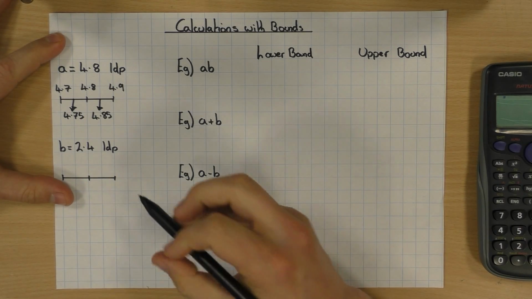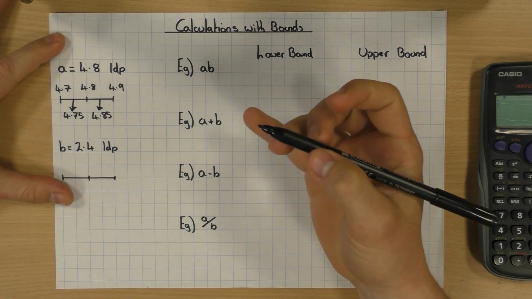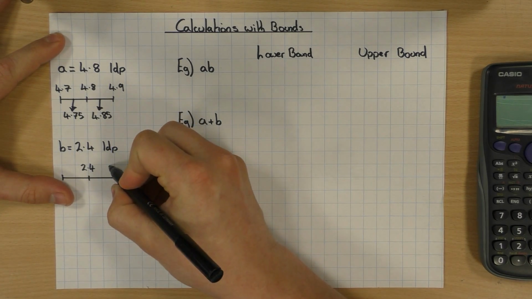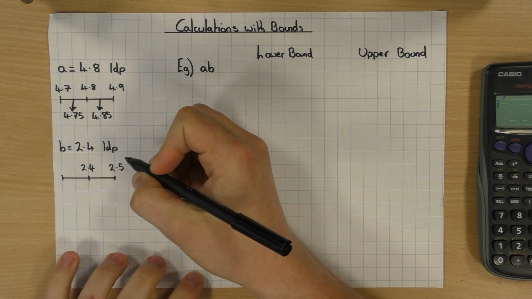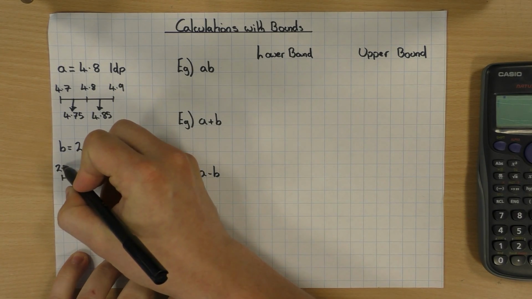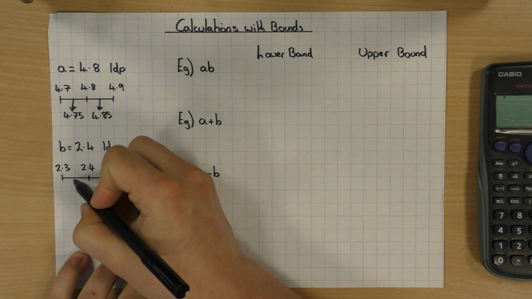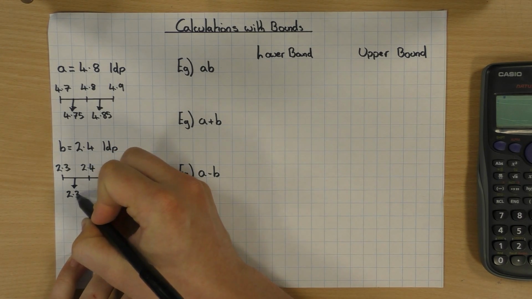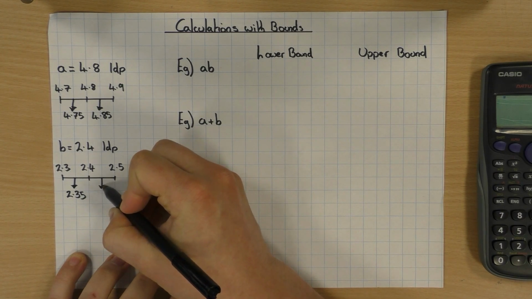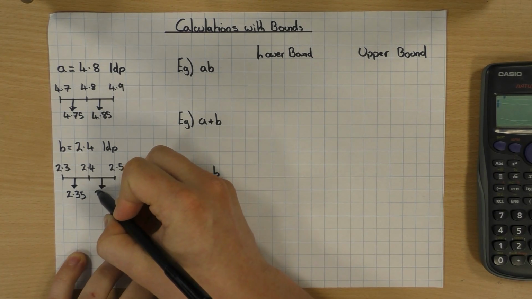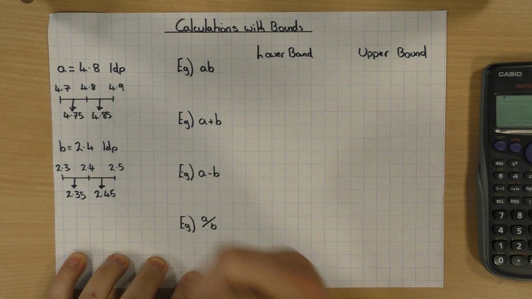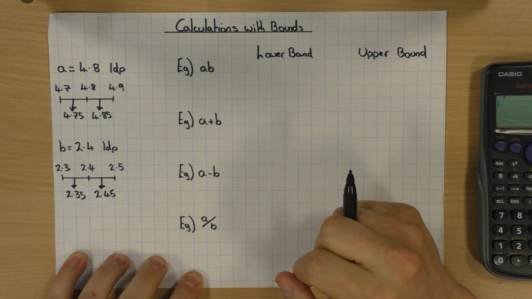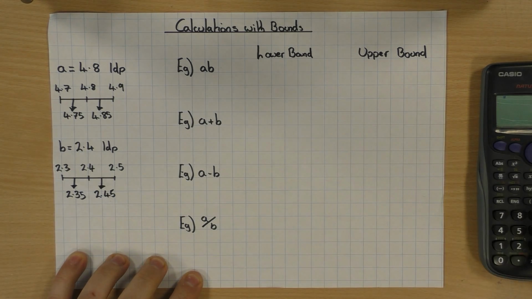For B here, 2.4 rounded to one decimal place. Again, it could be anything, just have to read the question. So 2.4 in the middle, rounding up, 2.5, rounding down, 2.3. So in the middle there will give me the lower bound, so 2.35. In between there will give me the upper bound, 2.45. So that's the first thing that you need to do before you do any calculations, is to actually work out the upper and lower bound of each one of the numbers you've been given.